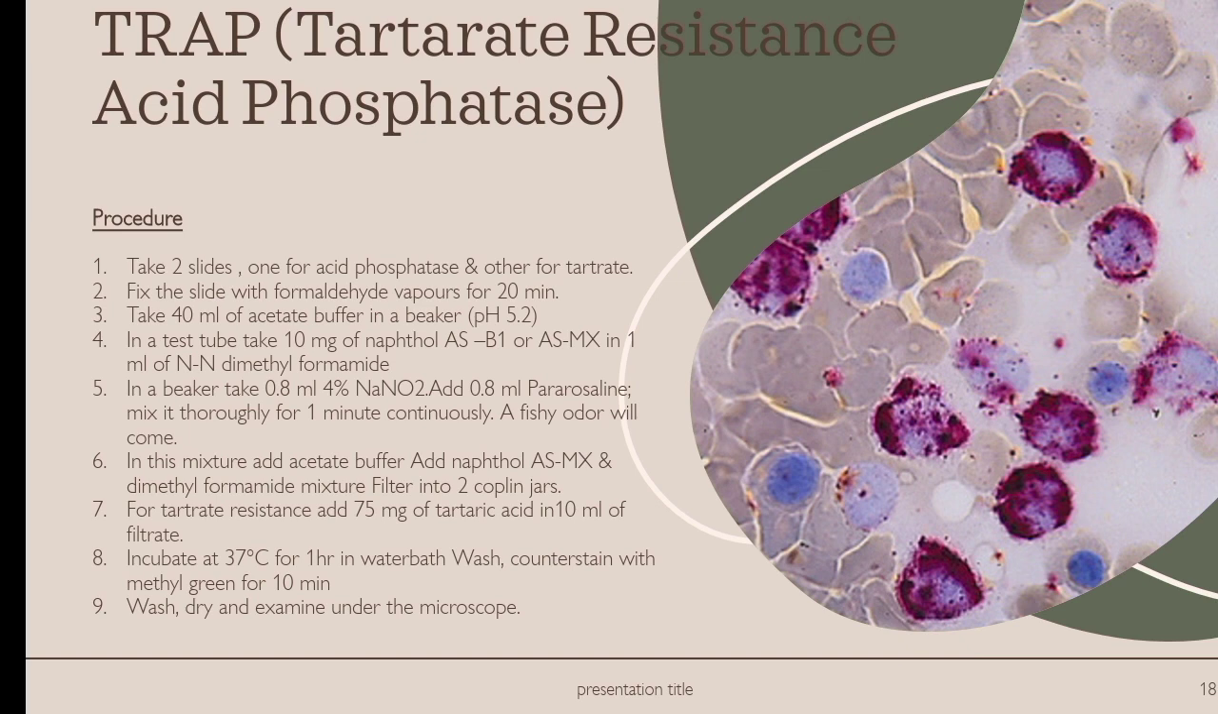In a test tube, take 10 mg of naphthol AS-B1 or AS-MX in 1 ml of N,N-dimethylformamide. In a beaker, take 0.8 ml of 4% NaNO2, add 0.8 ml of pararosaniline, and mix it thoroughly for 1 minute continuously, and a fishy odor will come. In this mixture, add the acetate buffer and add the naphthol AS-MX dimethylformamide mixture. Filter into 2 Coplin jars.